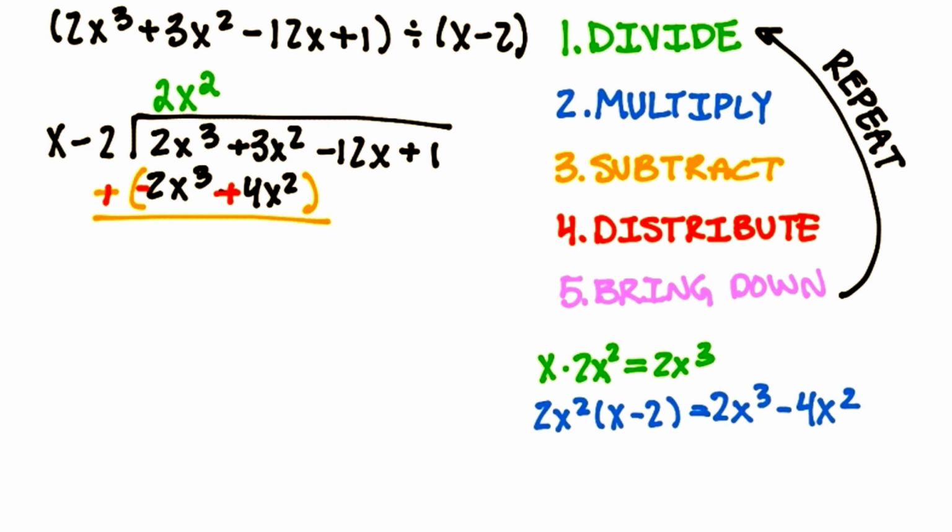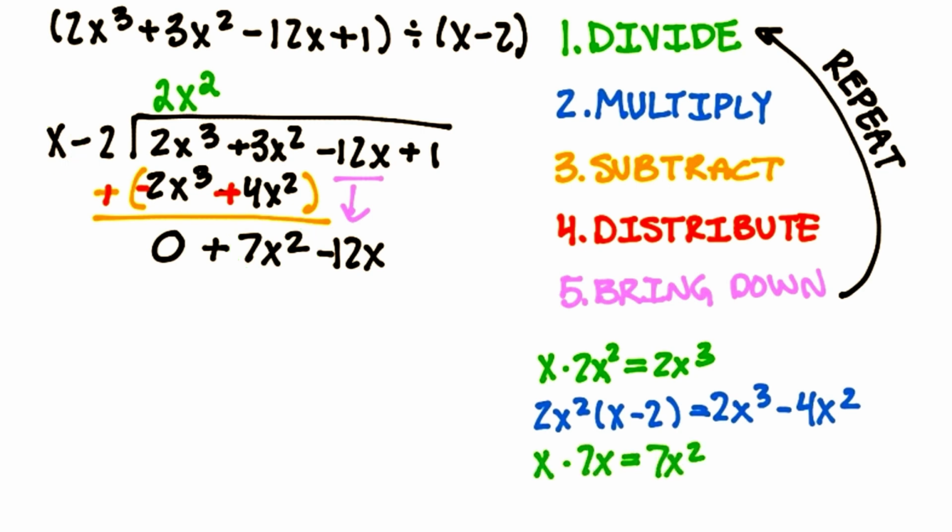2x cubed minus 2x cubed equals 0. 3x squared plus 4x squared equals 7x squared. Next, we bring down the negative 12x, and we repeat our process. First, we will divide x into 7x squared. X times what equals 7x squared? Well, it's 7x. So we'll place 7x above, and we'll apply our multiplication.